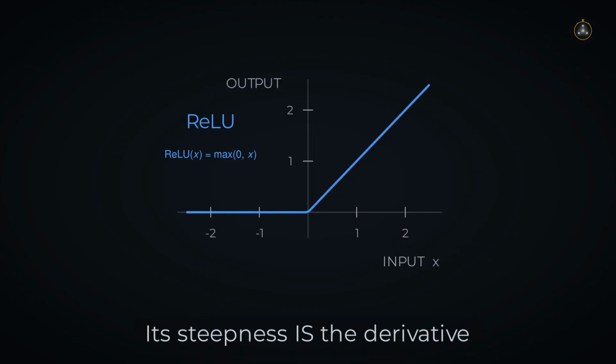Now look at how steep the curve is. Flat on the left, slope 0. On the ramp, slope 1. That steepness has a name you'll hear all series, the derivative. But what does it actually do for the neuron?